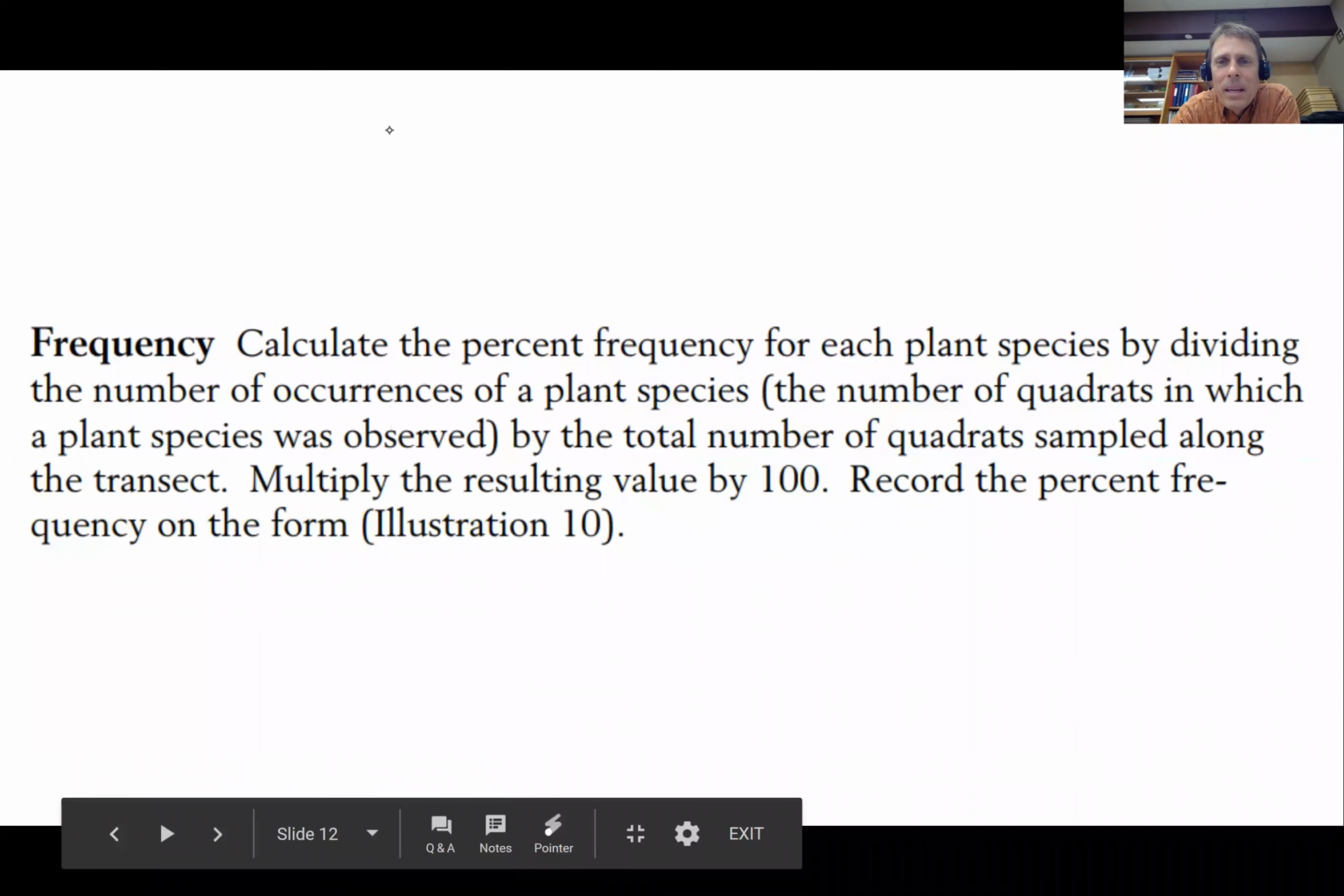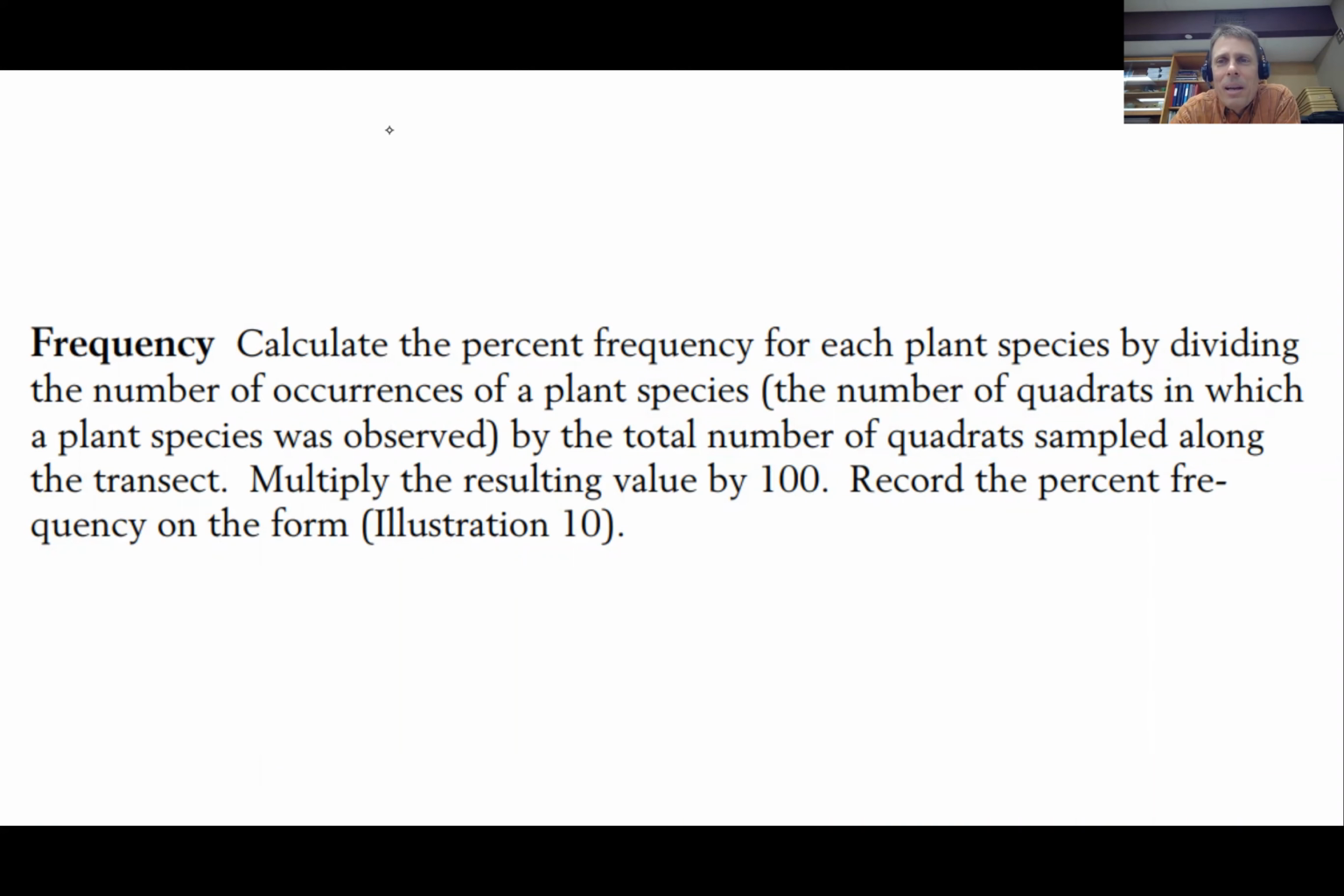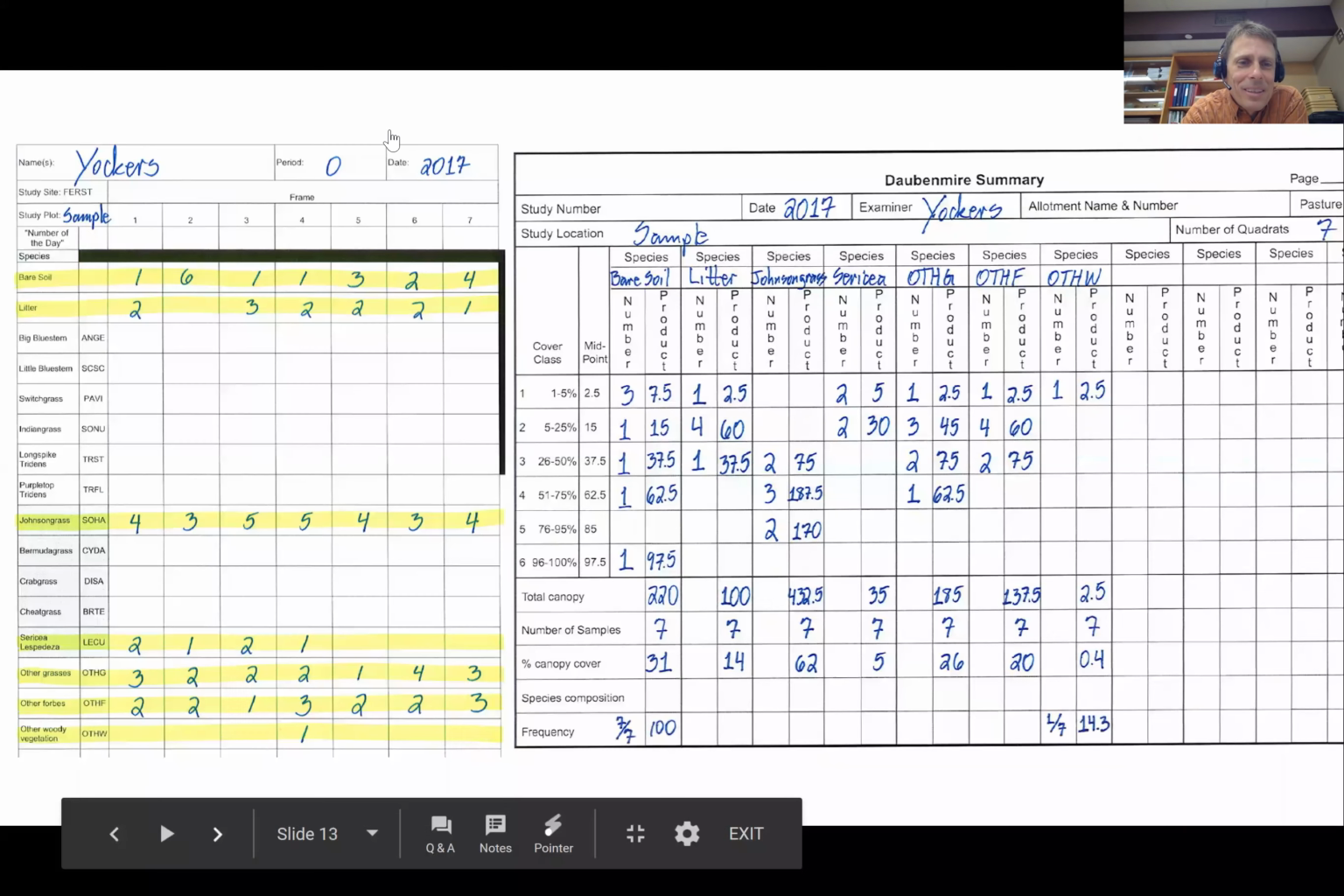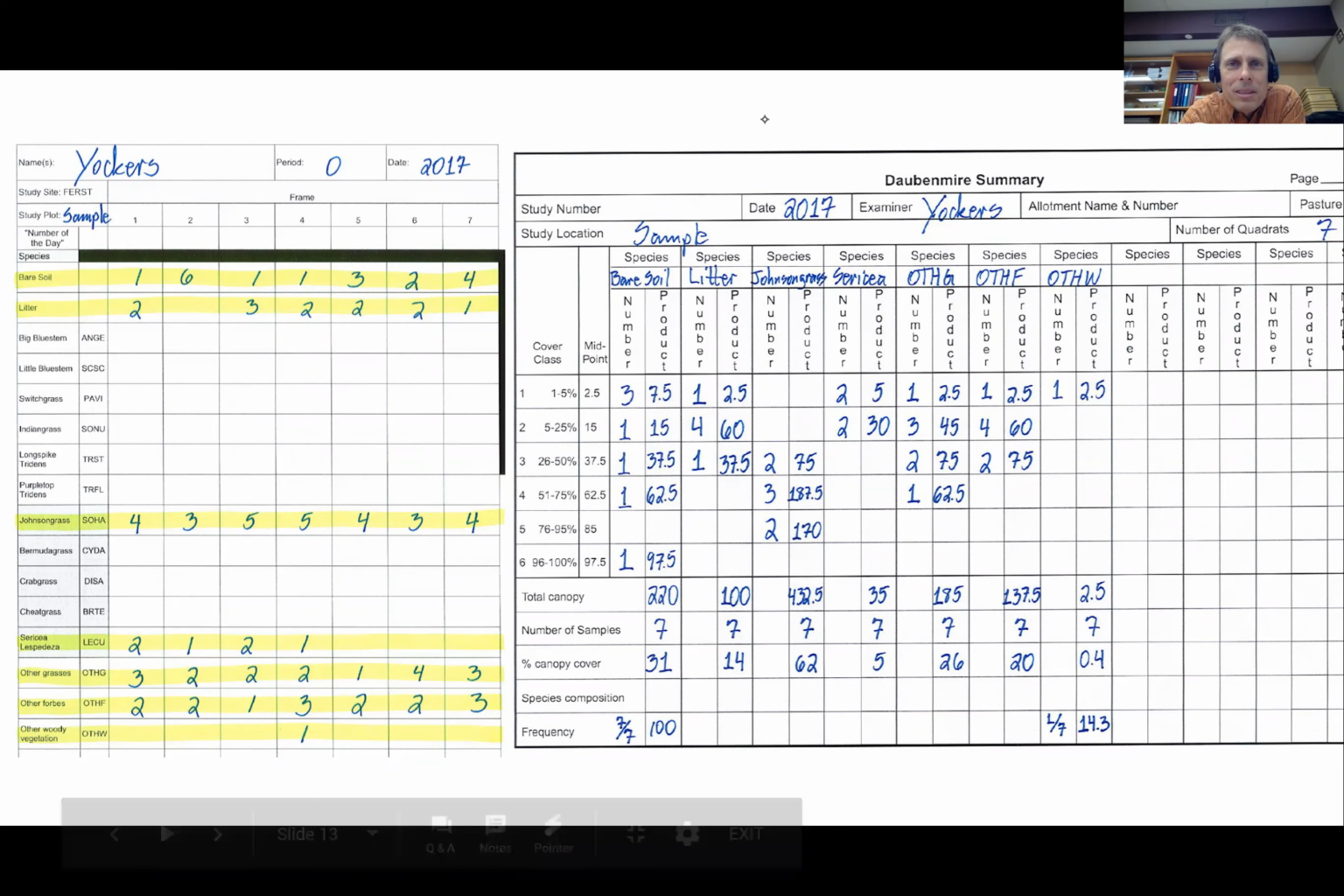There we go, frequency. So frequency is just how many of your frames, how many of your 7 frames had some of that particular species in it, or the bare soil, or the litter. And so this one is real, real easy to work with. I don't know why this is acting up. Okay, so for the bare soil, let's just take a look at this one.